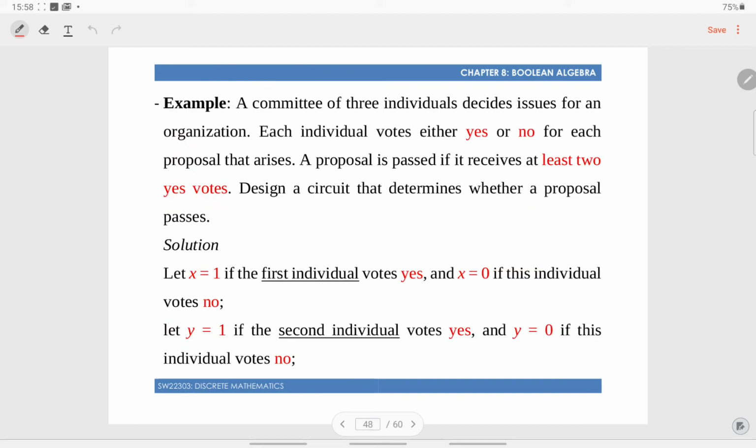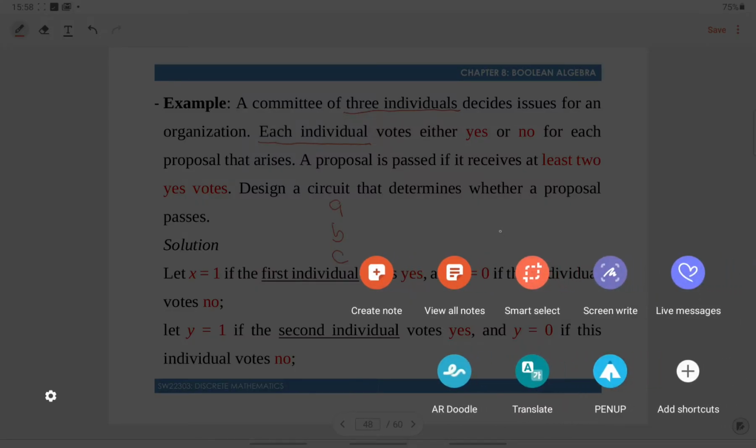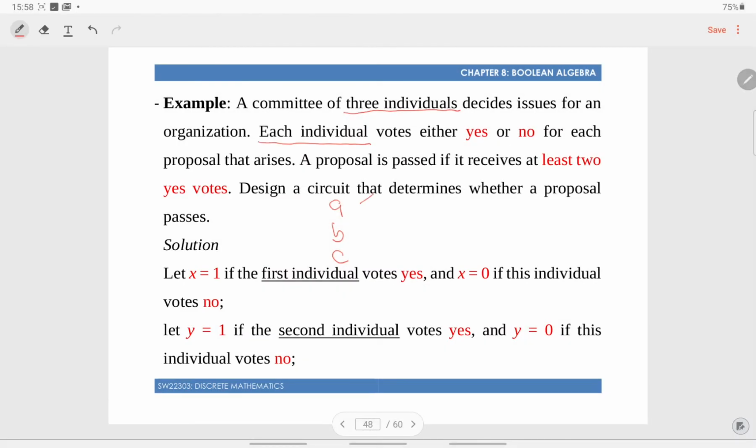Okay, so I give you one example of an application problem. A committee of 3 individuals decides issues for an organization. Each individual votes either yes or no for each proposal that arises. Okay, 3 individuals. So let's say we have A, B, and C. And each individual can vote either yes or no, for each proposal that arises.